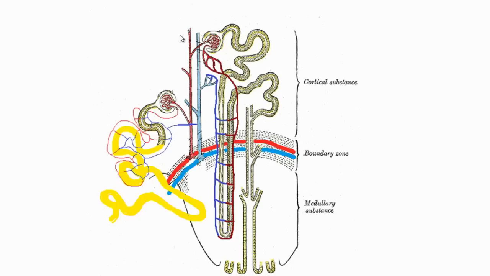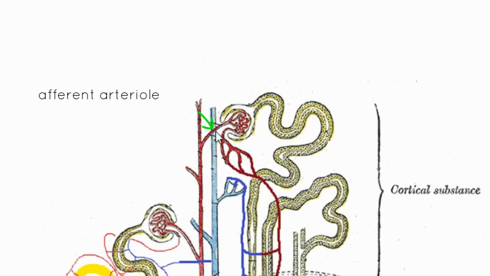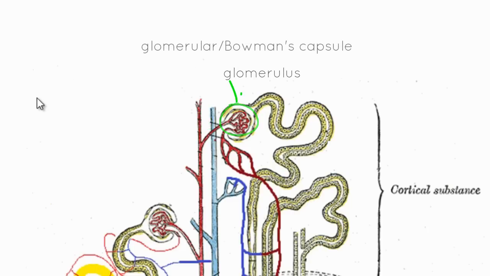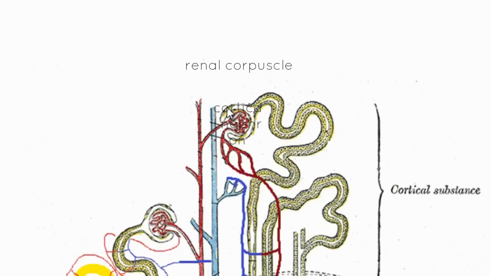So the interlobular artery gives off branches called the afferent arteriole, which forms the glomerulus, which is this network of capillaries contained within the glomerular capsule. So this capsule is called the Bowman's capsule or glomerular capsule. So these two structures combined, the glomerulus and the glomerular capsule or Bowman's capsule, form the renal corpuscle. So after the glomerulus, the pathway of the blood is different depending on what nephron we're looking at.